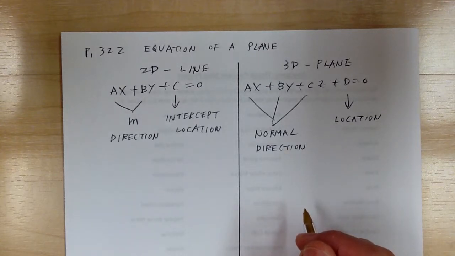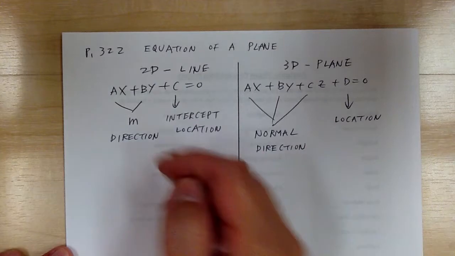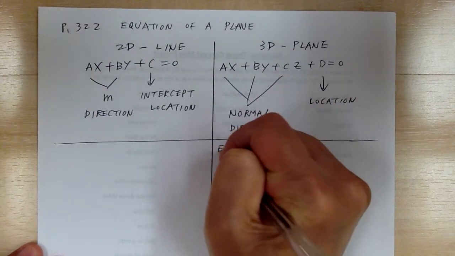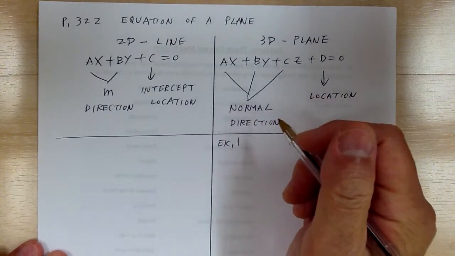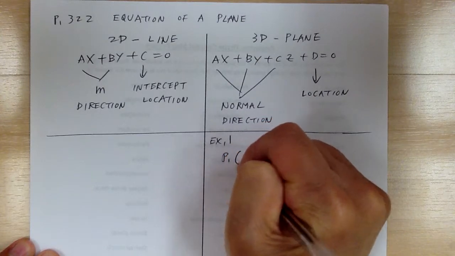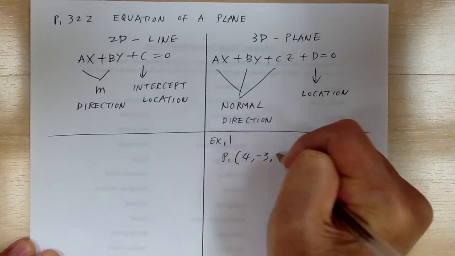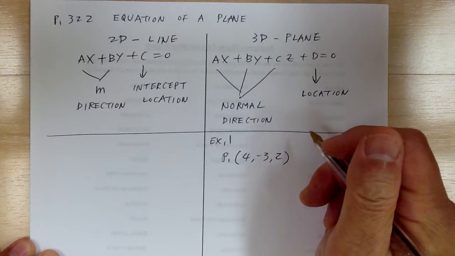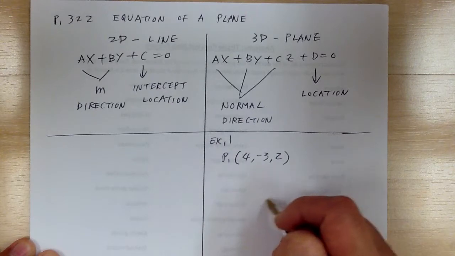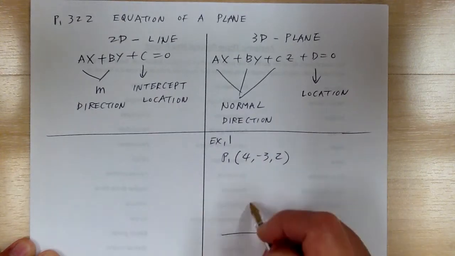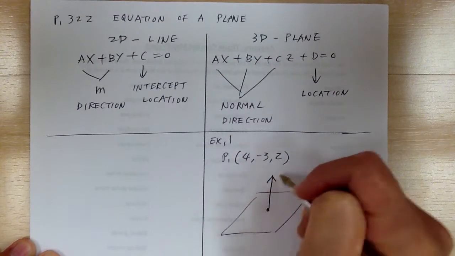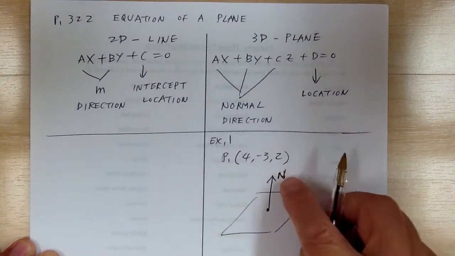So let's go to example 1. Example 1 asks for the equation of the plane containing the point P1 at (4, -3, 2) and perpendicular to the normal vector. So this is what you have: a plane, and it's perpendicular to the normal. Again, normal is like your direction.